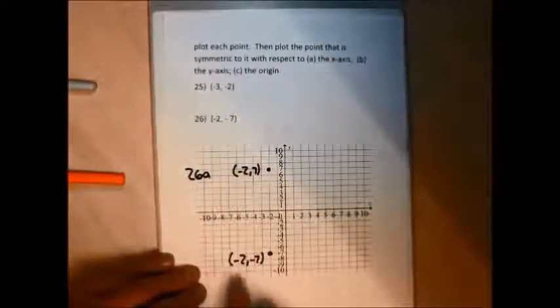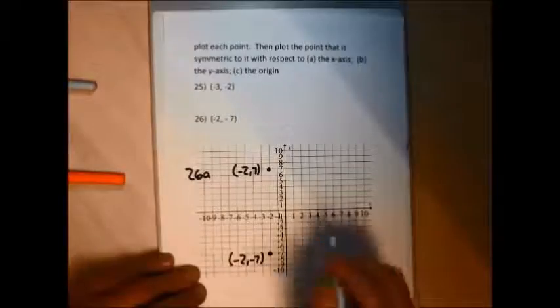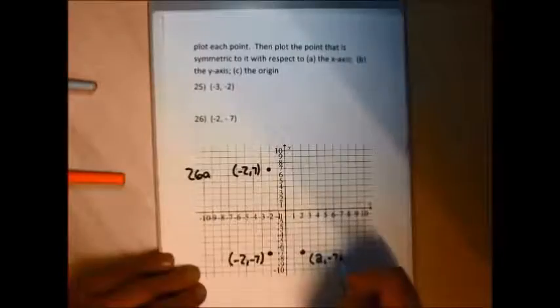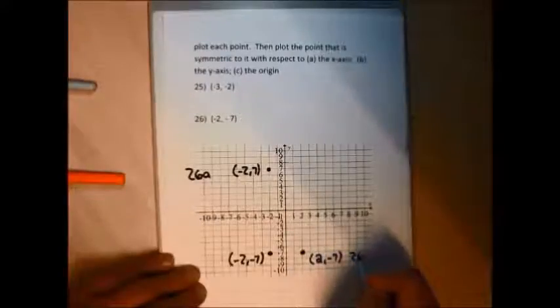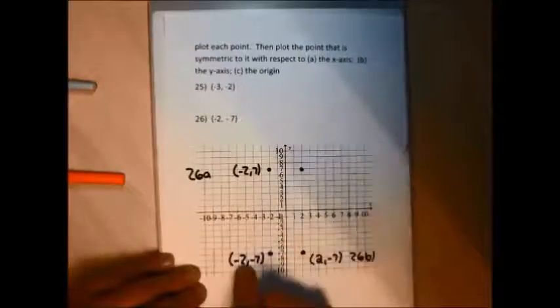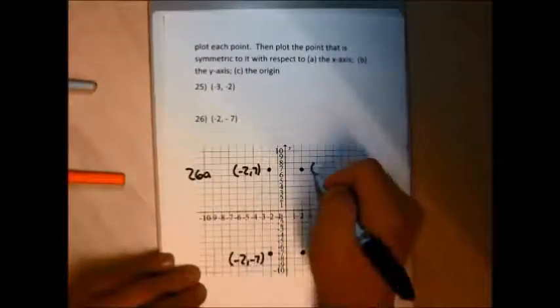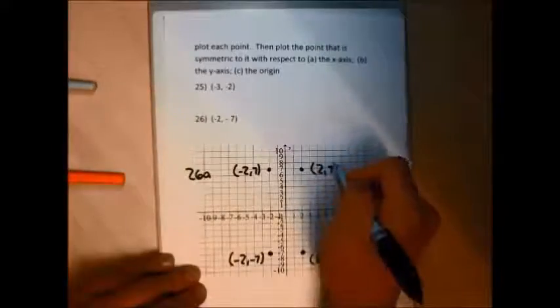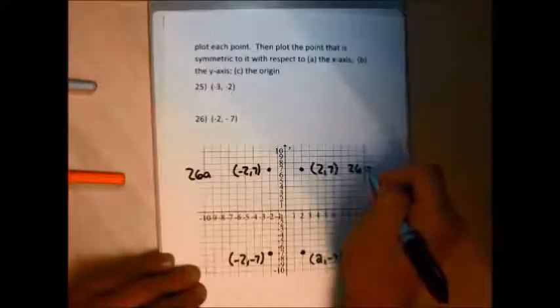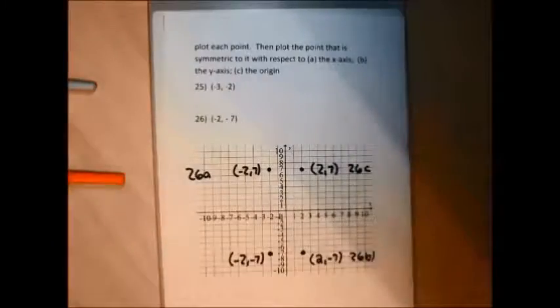For part B, I change the sign of the x and get the point 2, negative 7. That's the point of symmetry across the y-axis. That's the answer for 26b. And then this point up here, I change the sign of the x and the sign of the y. They both go to positive. They go to the point 2, 7. And that's going to be the answer for 26c. That's the point of symmetry across the origin.